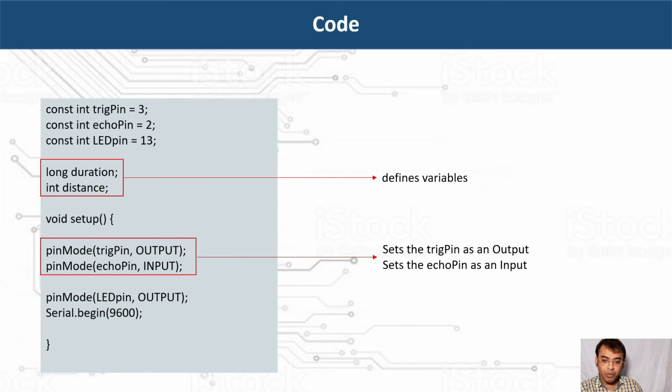This is the code for the project. Here the trigger pin is 3 and echo pin is 2, but when we will actually implement it, we will connect trigger pin in 9 and echo pin in pin number 10. LED pin remains unchanged, that is 13. So we will take one variable called distance, integer type, and another long type is duration. So set trigger pin as output pin and echo pin as input pin. Pin mode LED pin as output pin, and also initialize the baud rate as 9600.